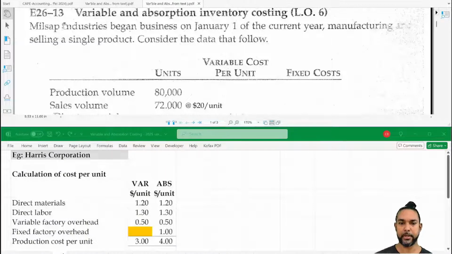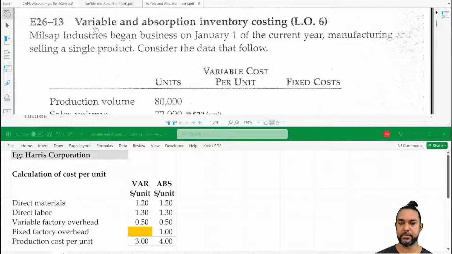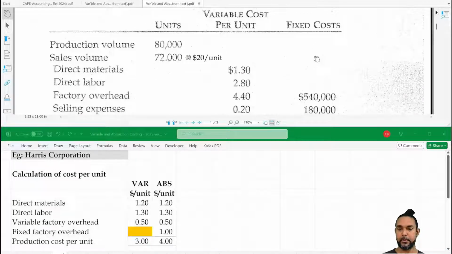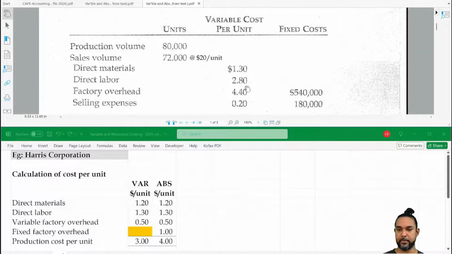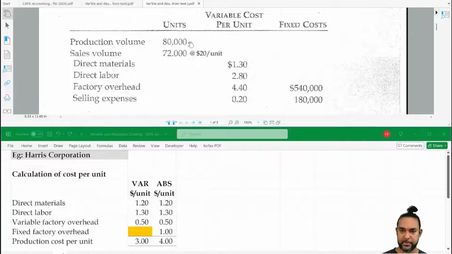So E2630, variable and absorption cost, inventory costing. Milsap Industries began business on Jan 1 of the current year, manufacturing and selling a single product. Consider the data that follow. Let me zoom out a little bit. Right, so this is actually the relevant information.